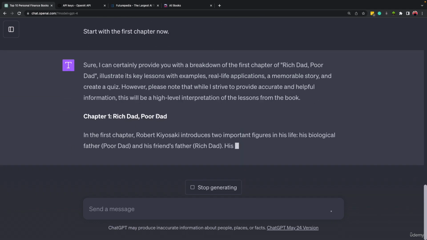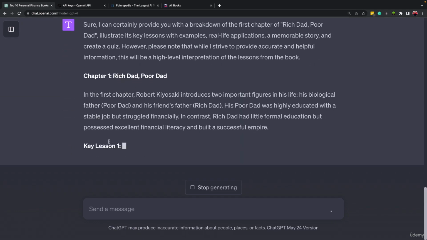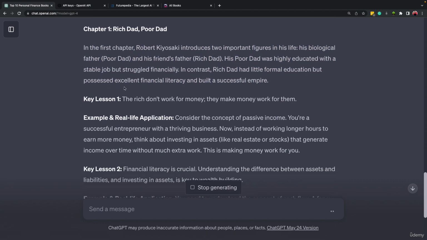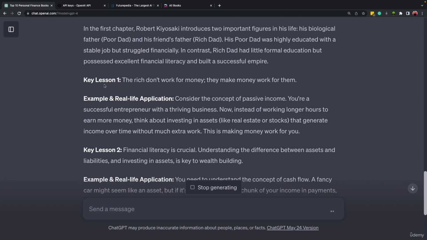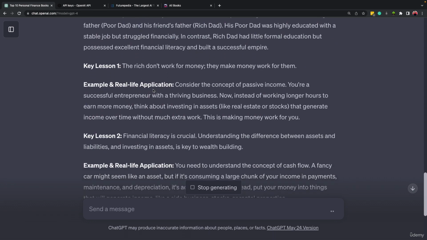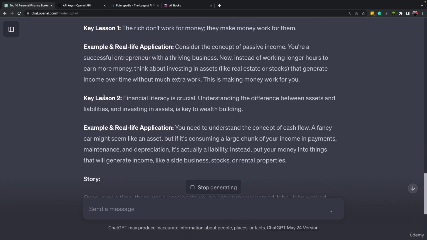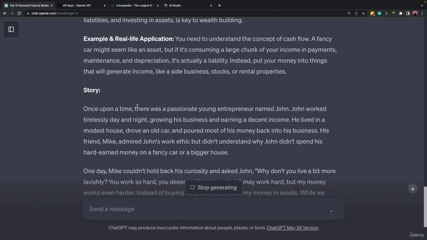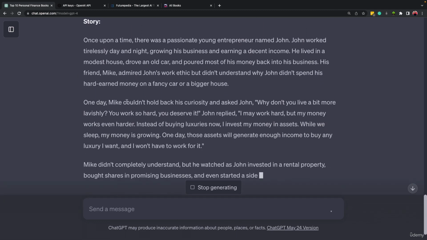So chapter 1 of Rich Dad Poor Dad and key lessons. Okay, here we have some very short information or summary of the first chapter of this book. Okay, then we have key lessons. Okay, example and real life situation that we can use for key lesson number 2. Okay, and then we have our shortest story.